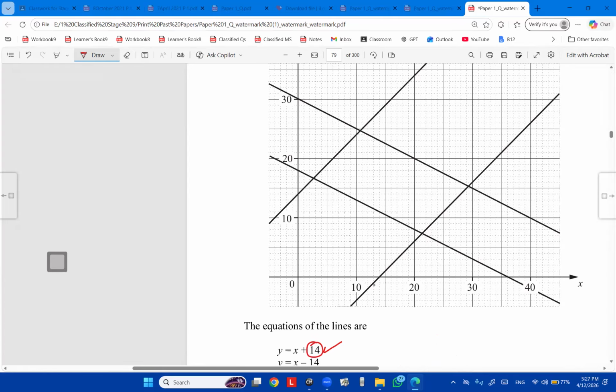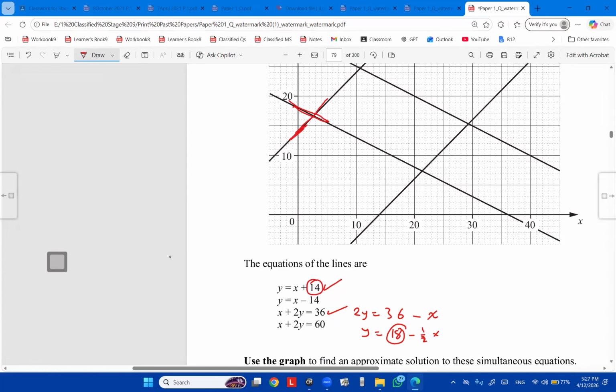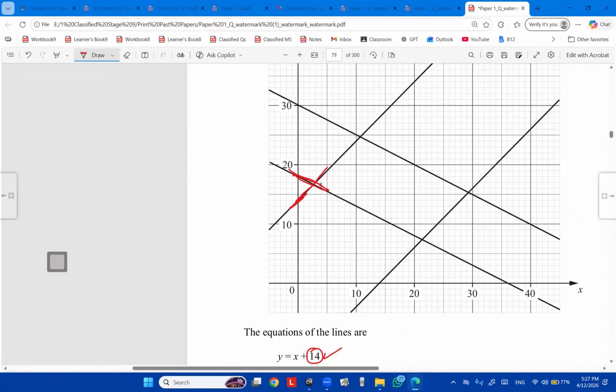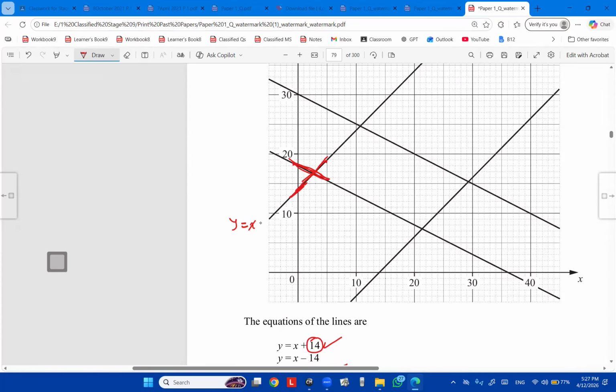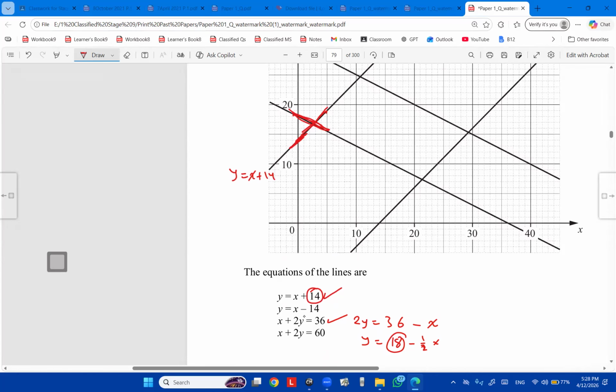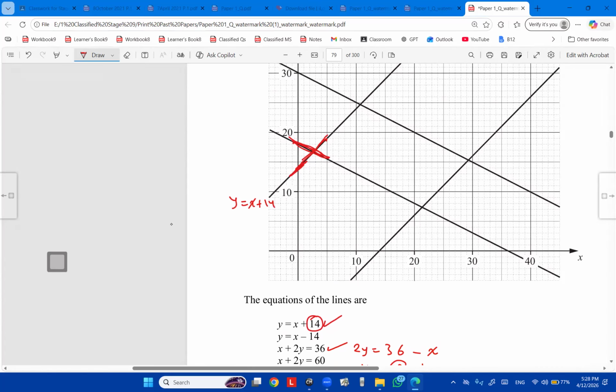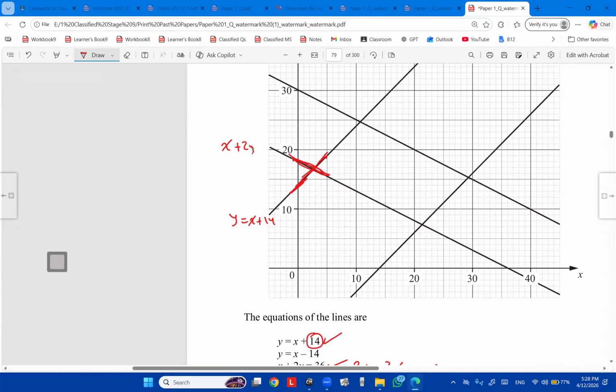So, mister, the only 2 lines that cross the y-axis between 10 and 14 are these 2 lines. This and that. I knew that from where? From the y-intercept. They are the only 2. This here passed by 14. The other one passed by the 18. So, mister, these are the 2 lines that they're talking about. This is y equals x plus 14, passed by 14 on the y-axis. This is x plus 2y equals 36, passed through 18 on the y-axis.